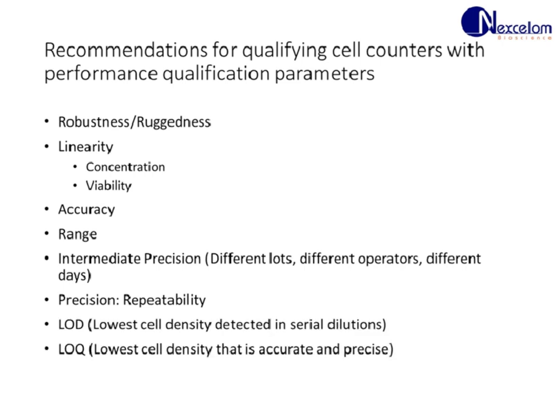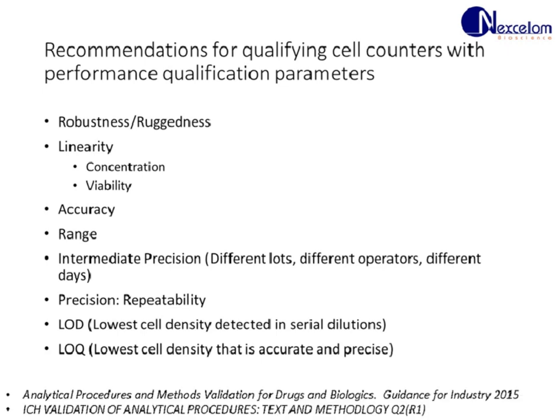And at the end, we have LOD and LOQ that looks at the lowest cell density detected in a serial dilution or lowest cell density that's accurate and precise. And all of this falls under the linearity experiment that you can use to identify this lowest cell density. And again, we follow the FDA and this guidance for coming up with these parameters, and we have used this type of experimental settings and experimental procedure to test all of the Cell-Meter instruments that we have.